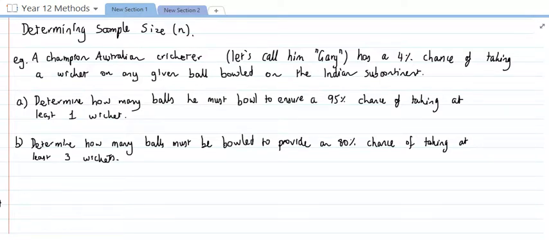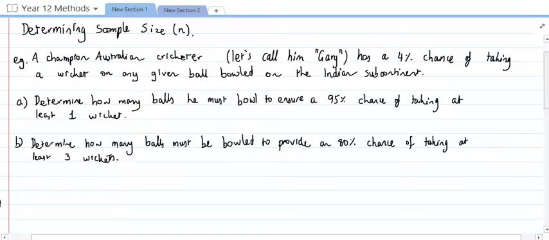A champion Australian cricketer, let's call him Gary, has a 4% chance of taking a wicket on any given ball bowled on the Indian subcontinent. So first determine how many balls he must bowl to ensure a 95% chance of taking at least one wicket, and then determine how many balls must be bowled to provide an 80% chance of taking at least 3 wickets.